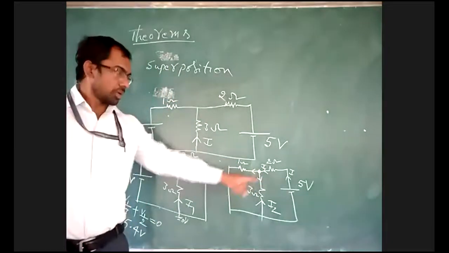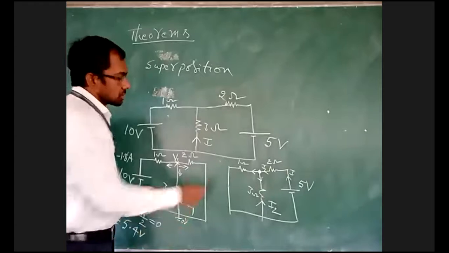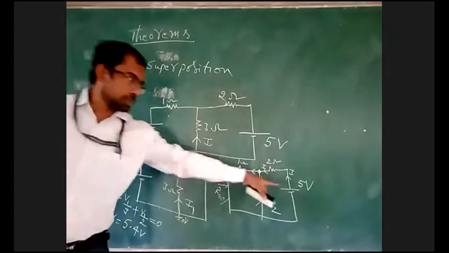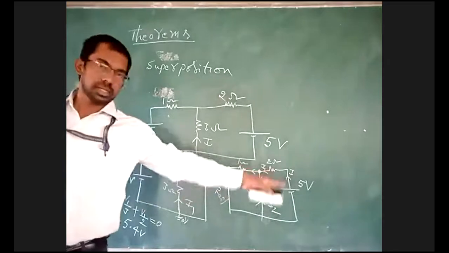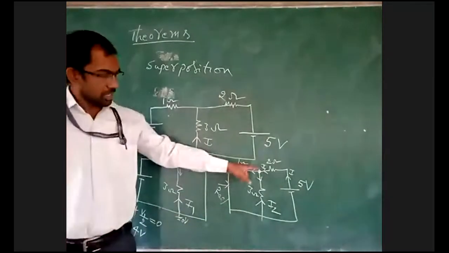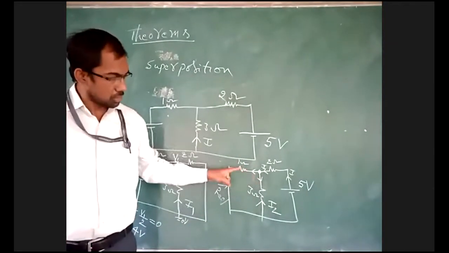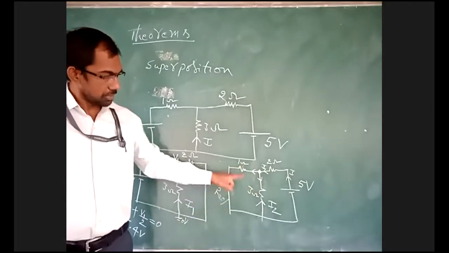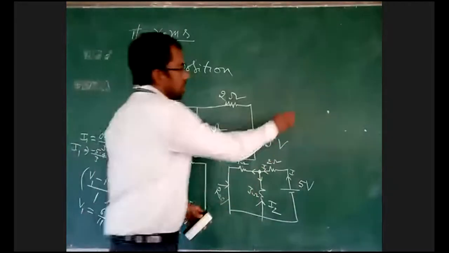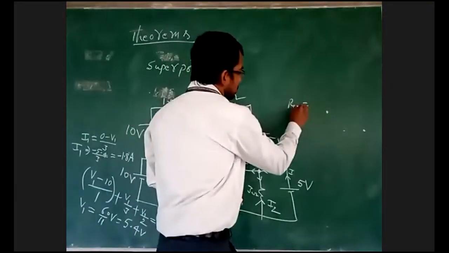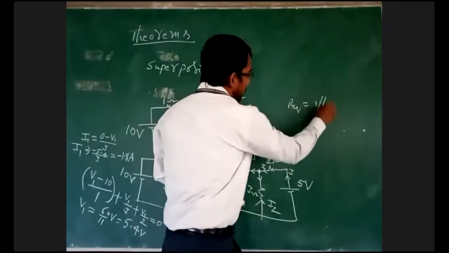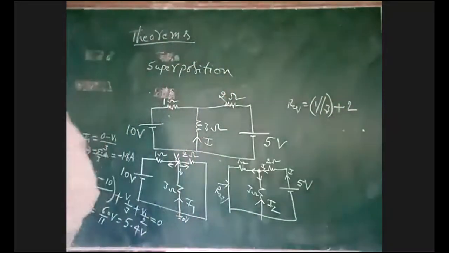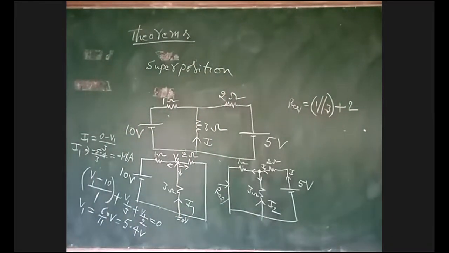Now I want to determine the total current. So we have to calculate the equivalent resistance from the opposite side. If the source is this side, we calculate the equivalent resistance from the opposite side. If the current is dividing into these 2 branches, these 2 are parallel. 1 and 3 are parallel. So R equivalent is equal to 1 in parallel with 3, in series with 2.